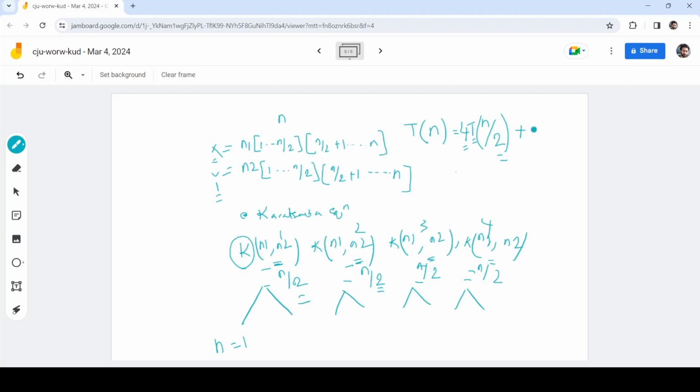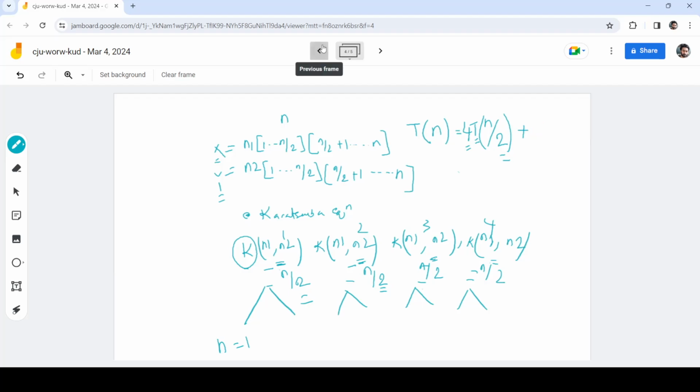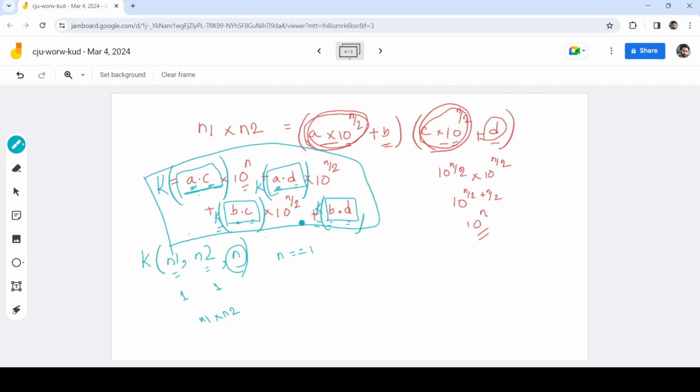And what about the work done? If I go back to this equation, the work done was basically multiplication and addition. Multiplication and addition take, we know, big O of 1, constant time. But if you look carefully, these numbers or these terms were dependent on n.